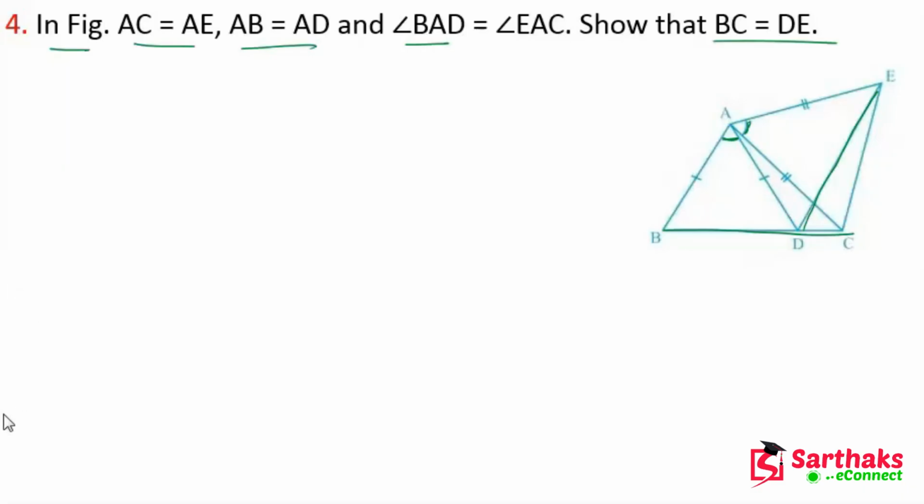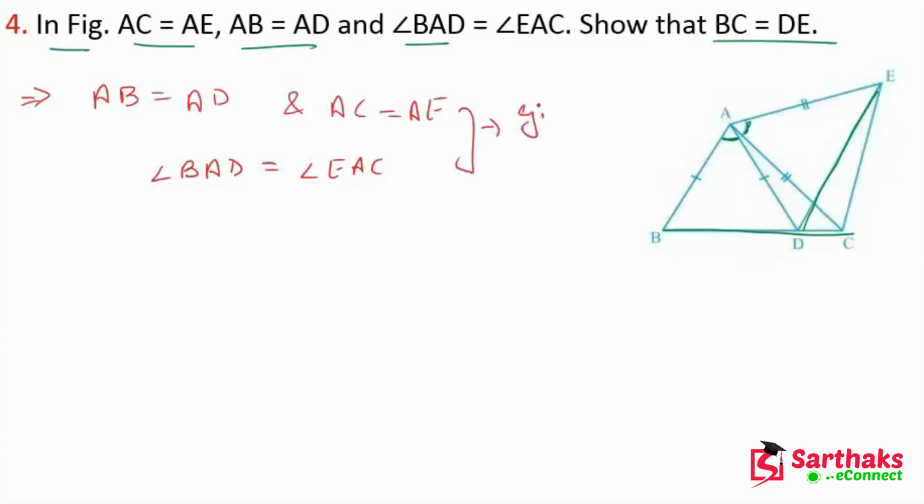Now first of all, it is given that AB is equal to AD and AC is equal to AE, and angle BAD is equal to angle EAC. This is the given, and we have to prove BC is equal to DE. Okay, we have to prove this condition. Now let's start.